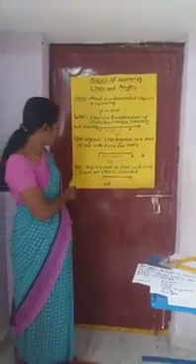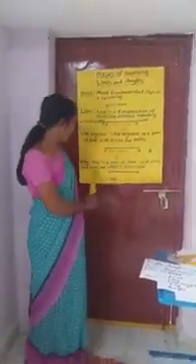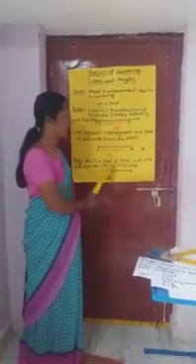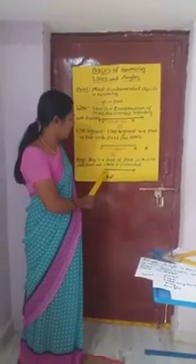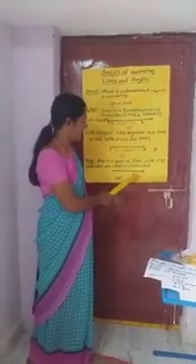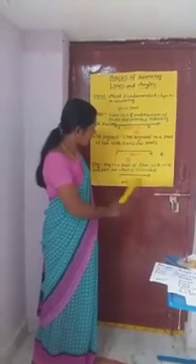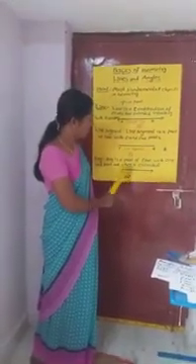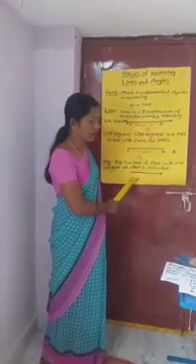Next one, ray. Ray is a part of a line with one endpoint and the other extended. So here A is the starting point or endpoint and B is extended. So here AB is called a ray, denoted by AB bar.